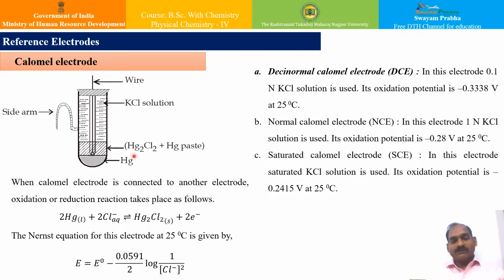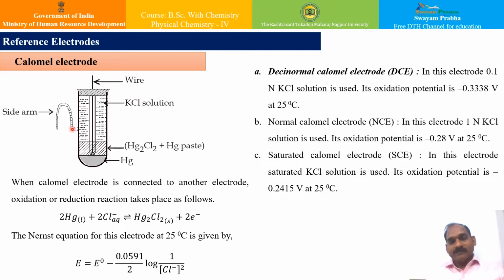As we have discussed in the earlier lecture, we have to thoroughly mix this mercury with this mercurous chloride, say for 2-3 days in a mortar and pestle manually, if you are preparing it in the laboratory. Then you get the calomel paste, which is placed over this mercury, and the remaining tube is filled with KCl solution of known concentration. Usually we take the saturated KCl solution, and we call it a saturated calomel electrode.